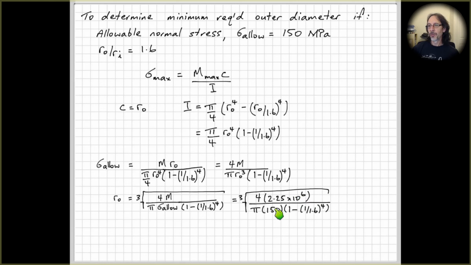And then we've got 150 in megapascals. So that gives me an answer in millimeters straight away. Right, so I get 28.25 millimeters. So that gives me an outer diameter required of 57 millimeters. This is not too bad in terms of trying to rearrange the equation to make R naught the subject of the equation, but it can get messier than this.